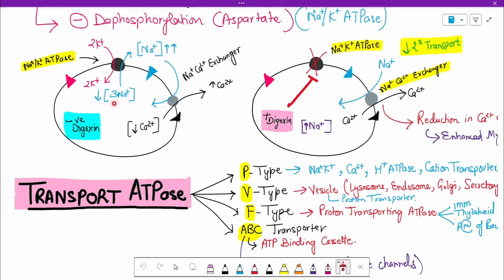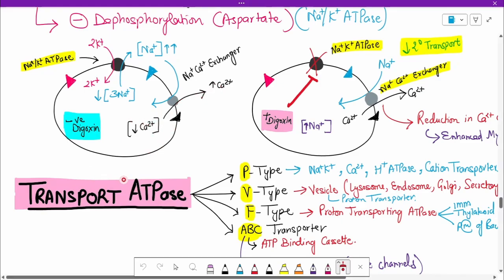Now since it is a primary transport, it will create a stronger gradient of sodium ions. These sodium ions will come back along the gradient, and the calcium ions will be transported against the gradient in an antiport way. This is antiport, the sodium calcium antiporter. Now these excess calcium ions will be transported out.